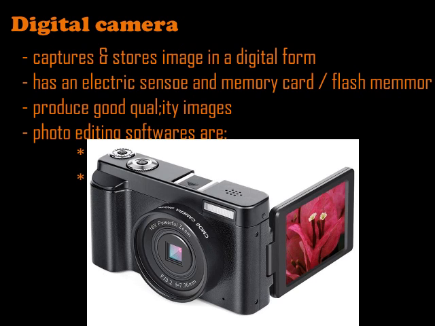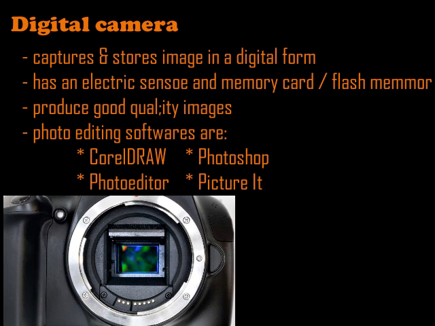Next input device is digital camera. All of you know the digital camera. Nowadays most mobile phones have a digital camera. What is the job of this digital camera? This digital camera captures our images and stores them in digital form. Okay, store it in digital form. This digital camera has an electrical sensor, one sensor, and a memory card or flash memory will be there. Understand?